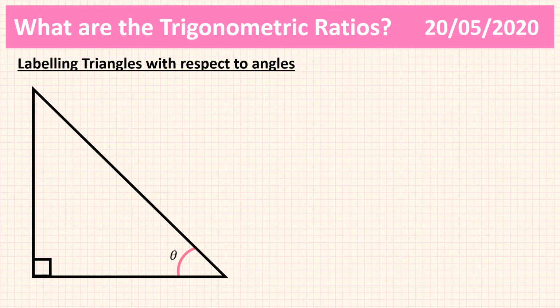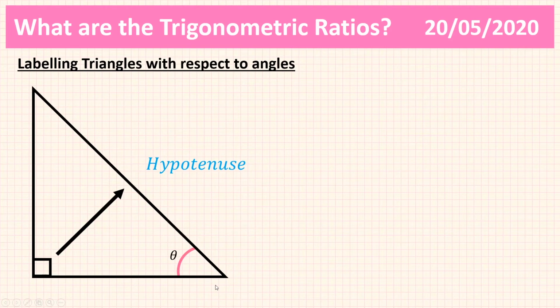So the first thing we're going to do is label the longest side. Now the longest side in a right angled triangle is called the hypotenuse, and that is always opposite the right angle. So there is our right angle. I look directly opposite it, and that side is called the hypotenuse. The next thing we're going to do is label the other two sides with regards to this angle.